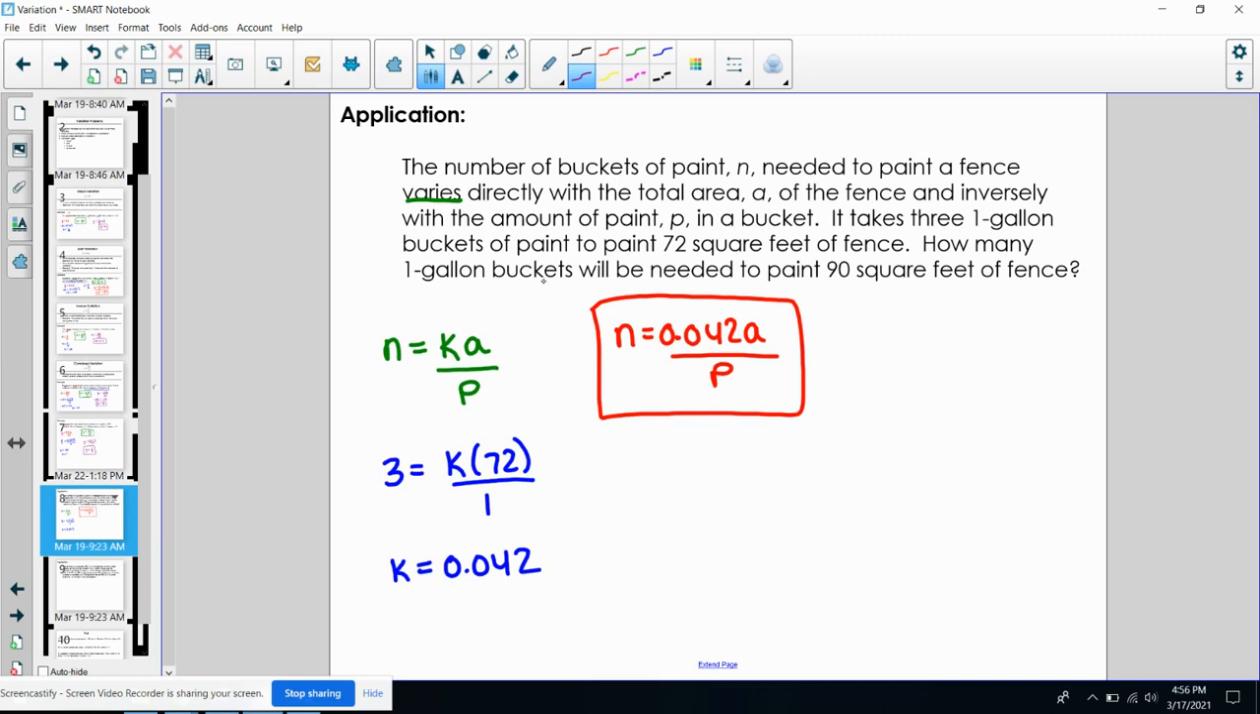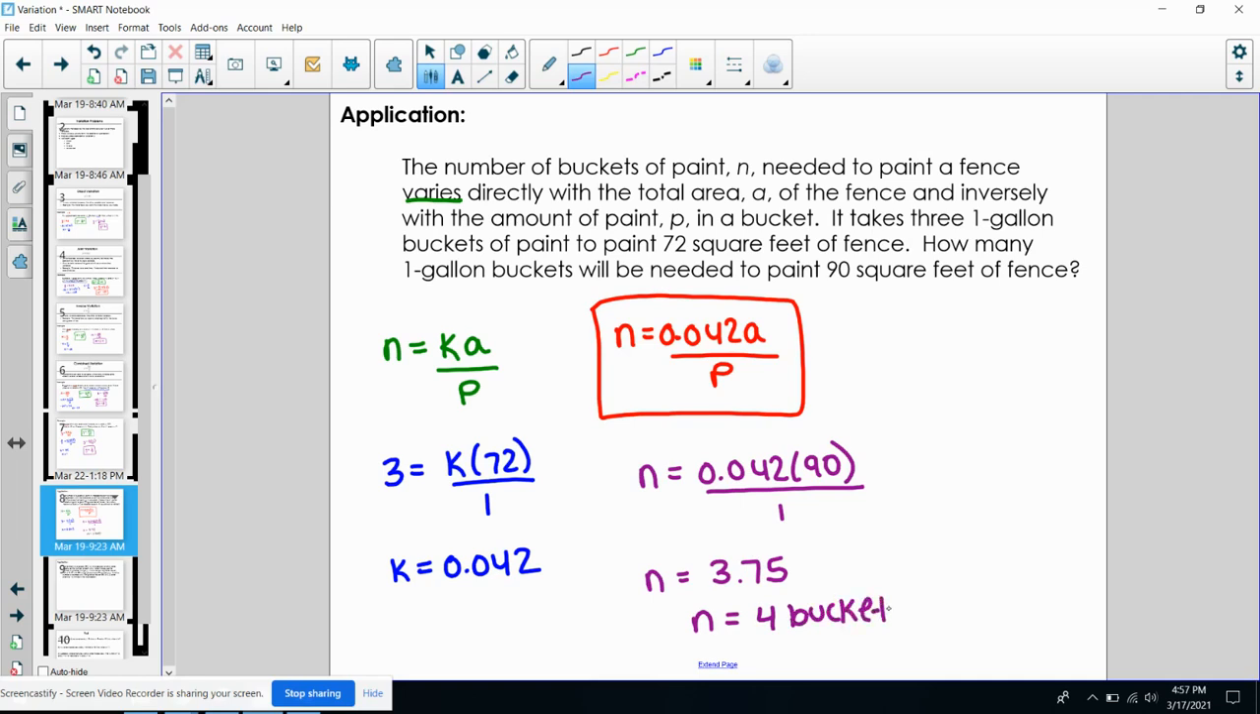So how many 1-gallon buckets? So we're trying to solve for N. So we have N equals 0.042 needed to paint 90 square feet of fence. So the area is going to be 90. And again, the amount of paint in the bucket is going to be 1. So N, if I solve this, is going to equal 3.75. So how many buckets of paint do we need? We'll round this up and we'll say N equals 4 buckets.